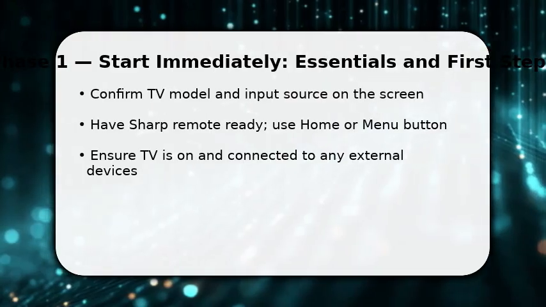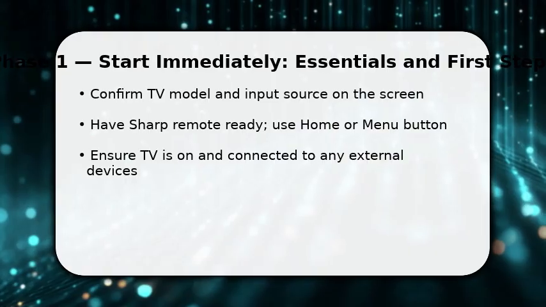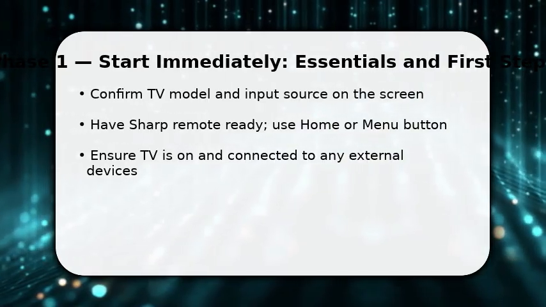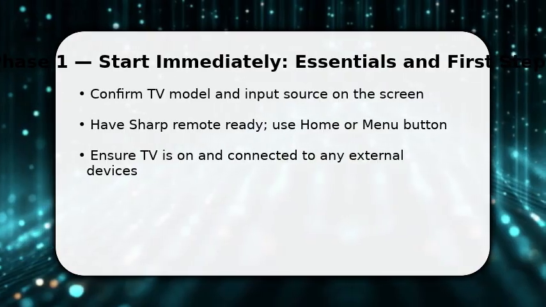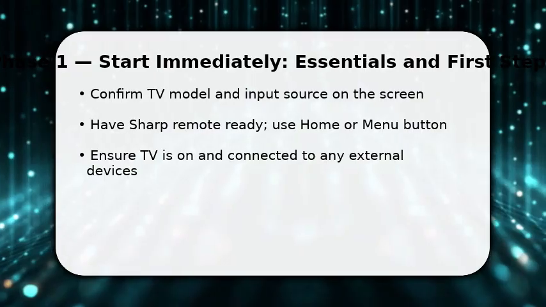Make sure external devices like a set-top box are powered, otherwise the TV may lock aspect options. If your remote uses batteries, swap them now. This avoids interruptions and speeds navigation as you move into picture or display settings right away.